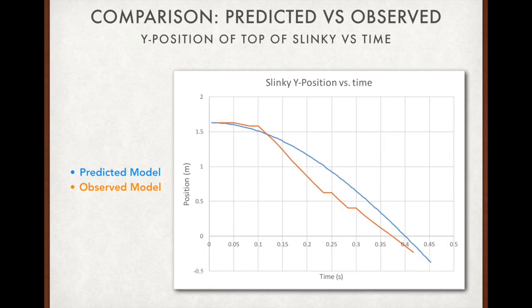Here is the comparison of the Y position of the top of the Slinky versus time for my predicted and observed models. As you can see, my predicted model has a smoother descent than my observed model does. This is mainly because I used more data points in my predicted model than in my observed model. Although their positions are relatively close, my predicted model fell further because of, again, dissipative forces that were not taken into account.